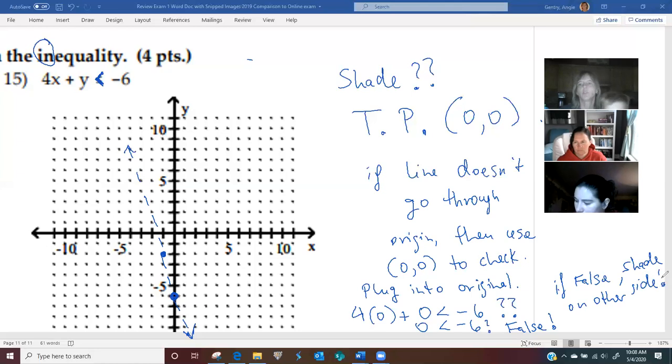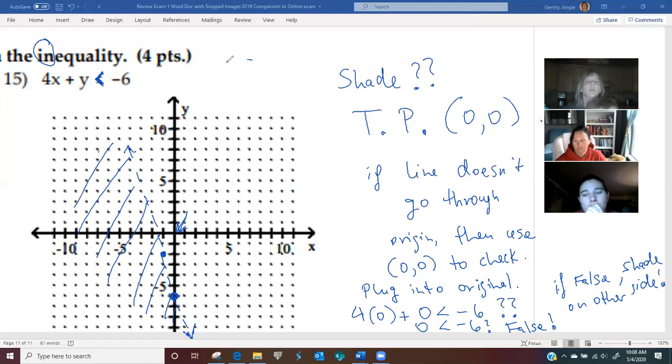Almost done, honey. So this time, this point here caused a false statement, meaning this point does not cause a true statement in the original. So therefore, you cannot shade here. You need to shade over there. And you can use anything for a test point.